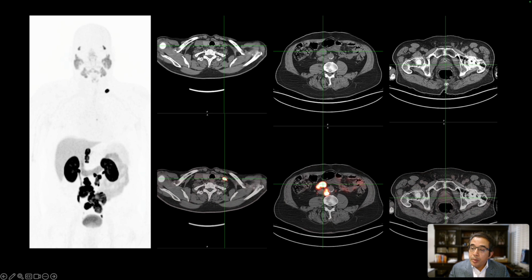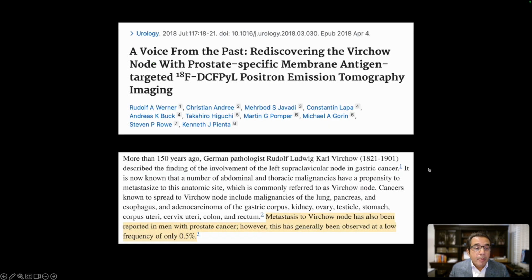There is no focal uptake in the prostate, and previously they were treated with radiation therapy, and there is no evidence of local recurrence. This is an article, and this describes the visualization of Virchow's node on PSMA PET-CT. And the authors say metastases to Virchow's node has also been reported in men with prostate cancer. However, this has generally been observed at a low frequency of only 0.5%.